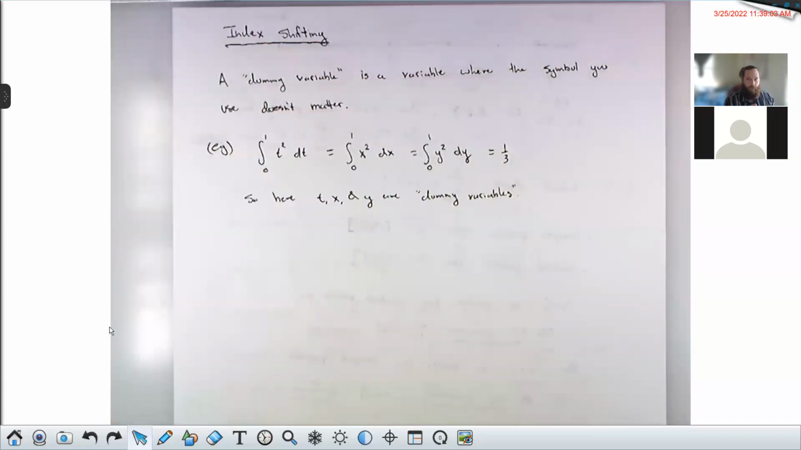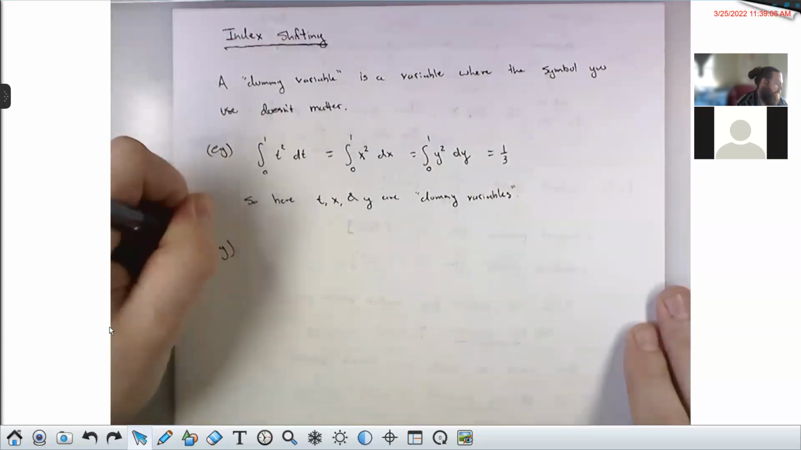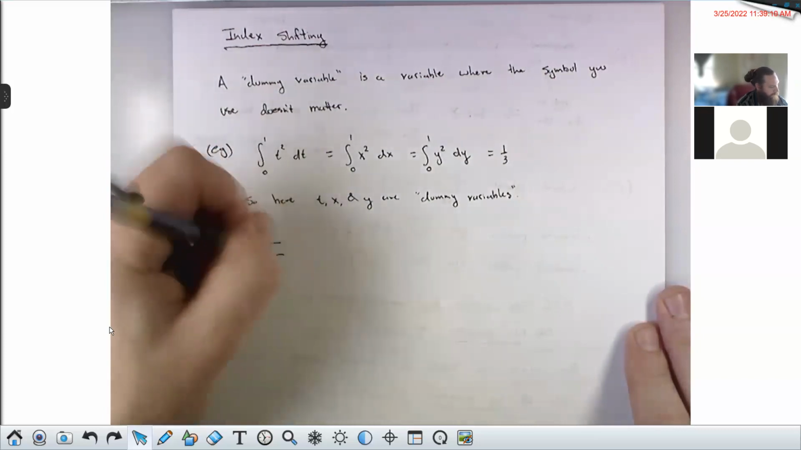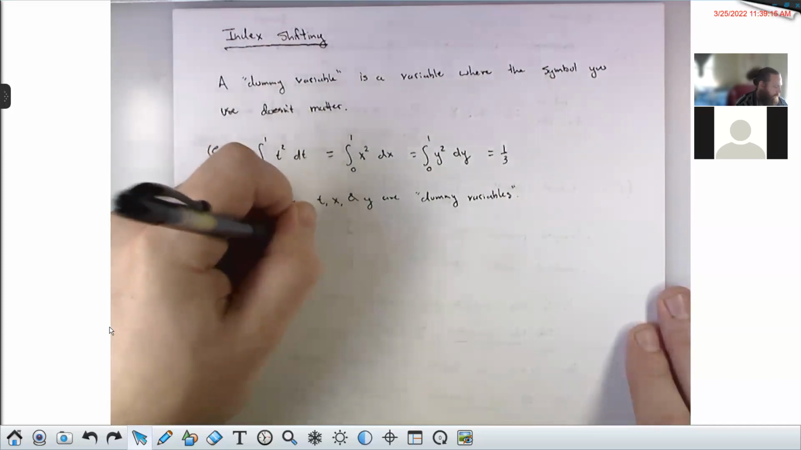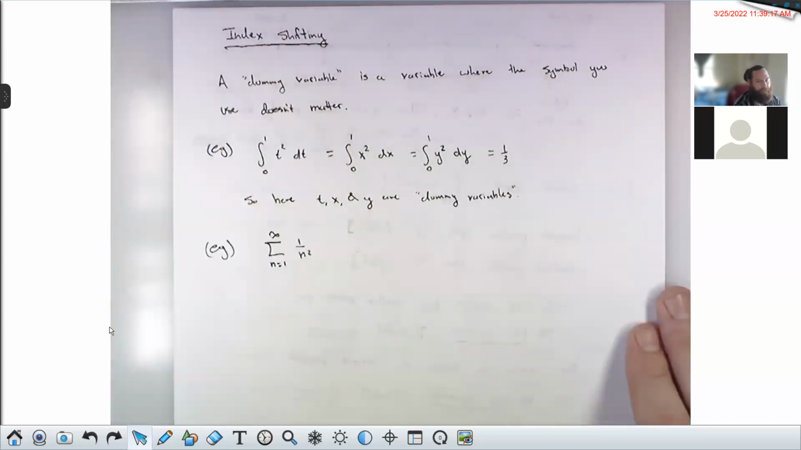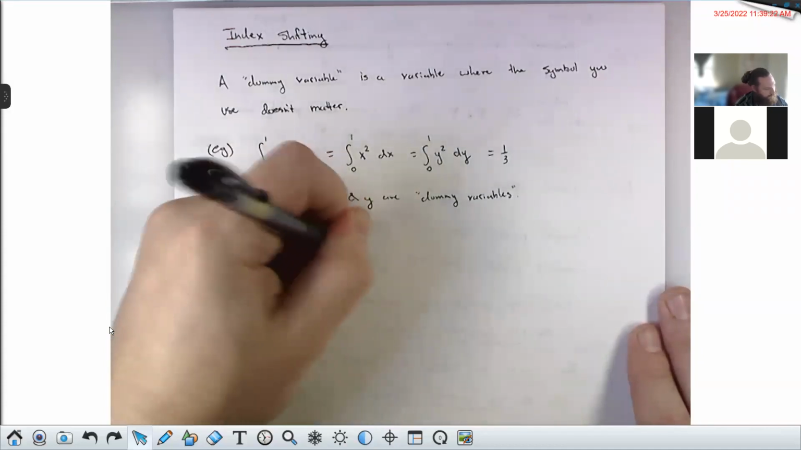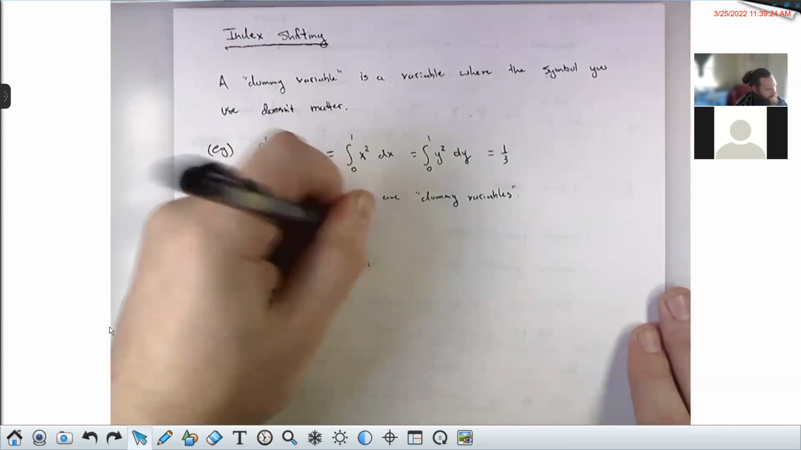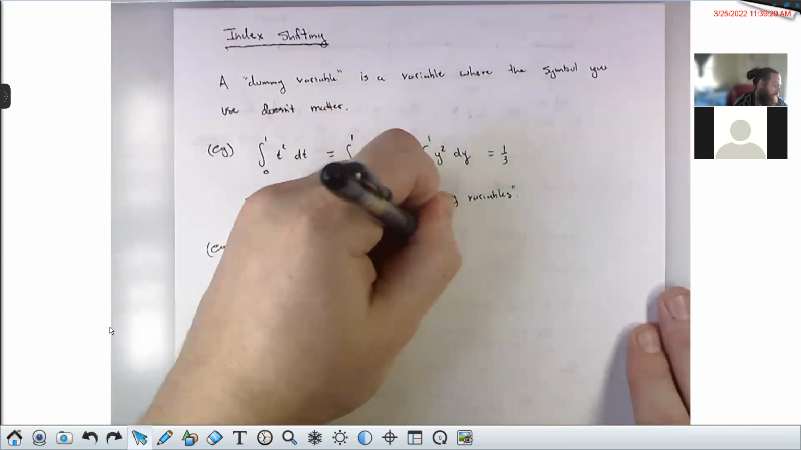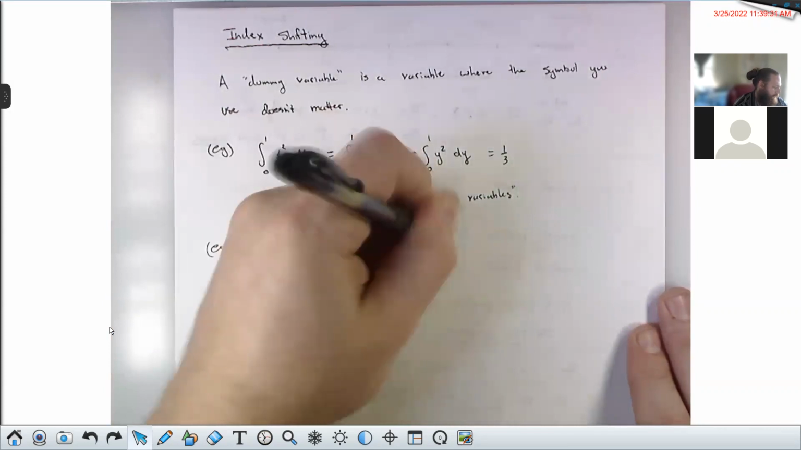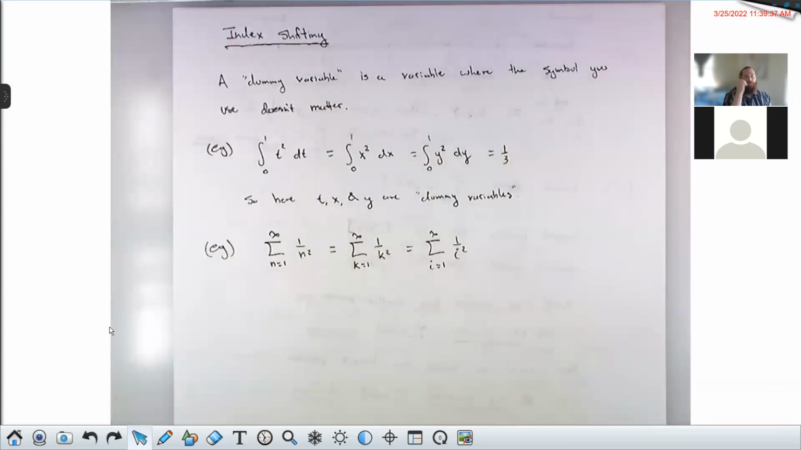Generally, what works for integrals works for series as well. If I talk about sigma n from 1 to infinity, 1 over n squared, that's the same as sigma k from 1 to infinity, 1 over k squared, and that's the same as sigma i from 1 to infinity, 1 over i squared. It doesn't matter what symbol I'm using there.